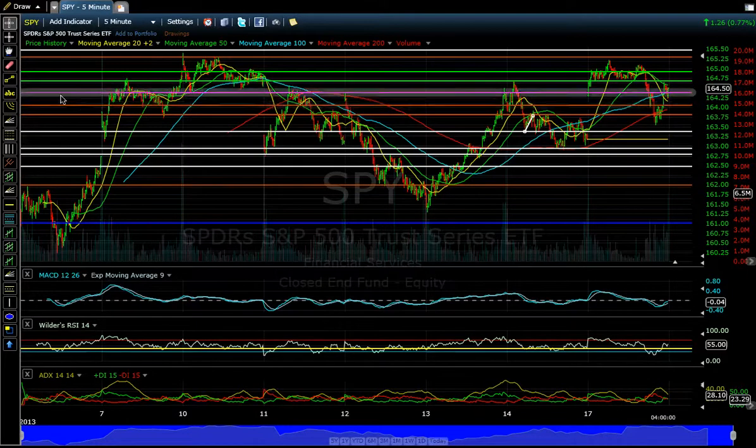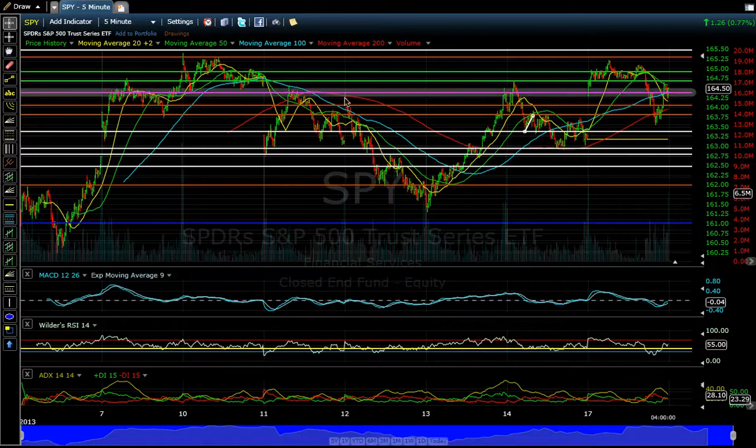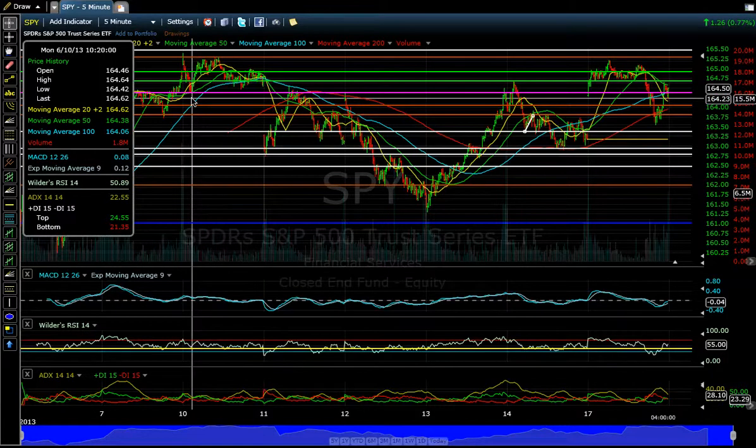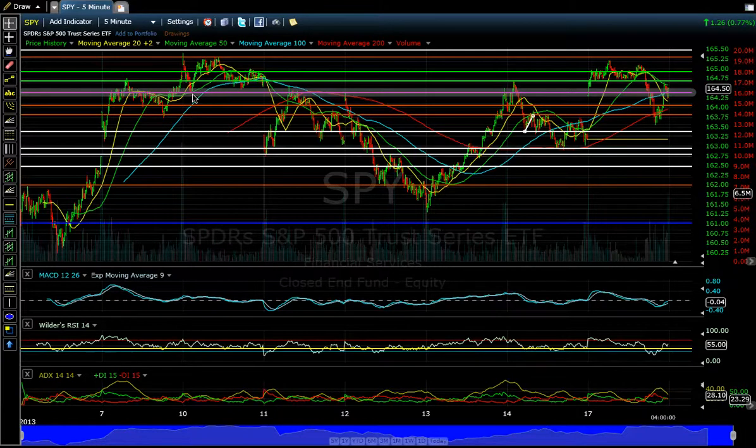This is the 5-minute chart, showing a couple more days. We were here. I showed you this one. So now look at this. This is on June the 10th. Notice how, again, this purple line played a really nice role in this day's trading.